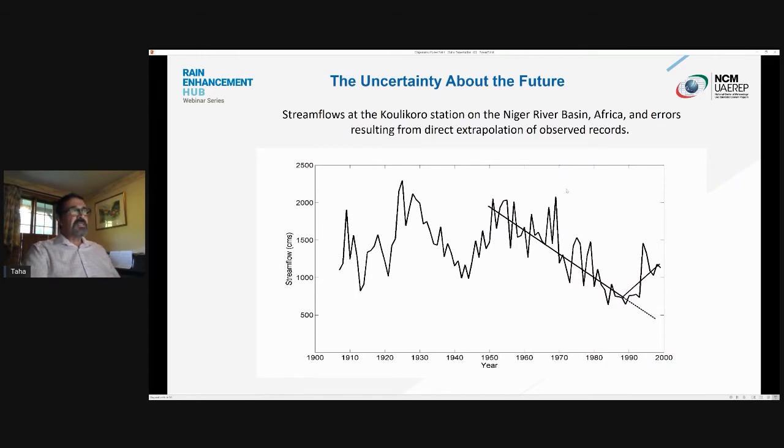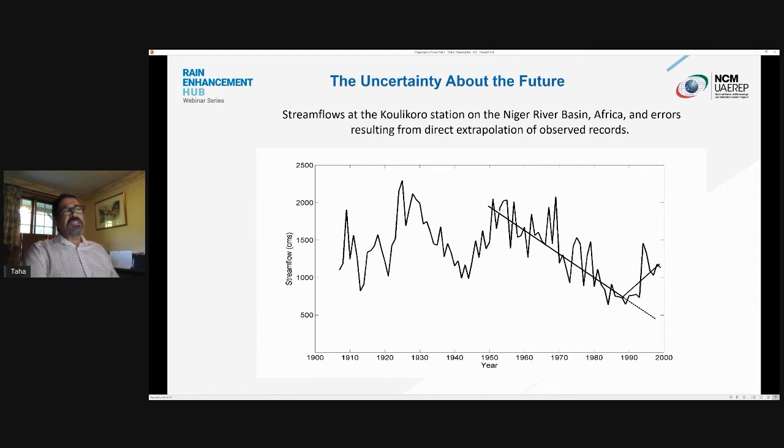As I said, it seems like a fairly automatic definition, climate change and climate variability, but sometimes the signals get mixed up. If I look here at what's happening at the Koulikoro station on the Niger River in Africa, I worked on this a fairly long time ago. When we worked with this series, we see that from the early 1950s all the way to 1990, there was a significant decrease in the stream flow in Koulikoro station.